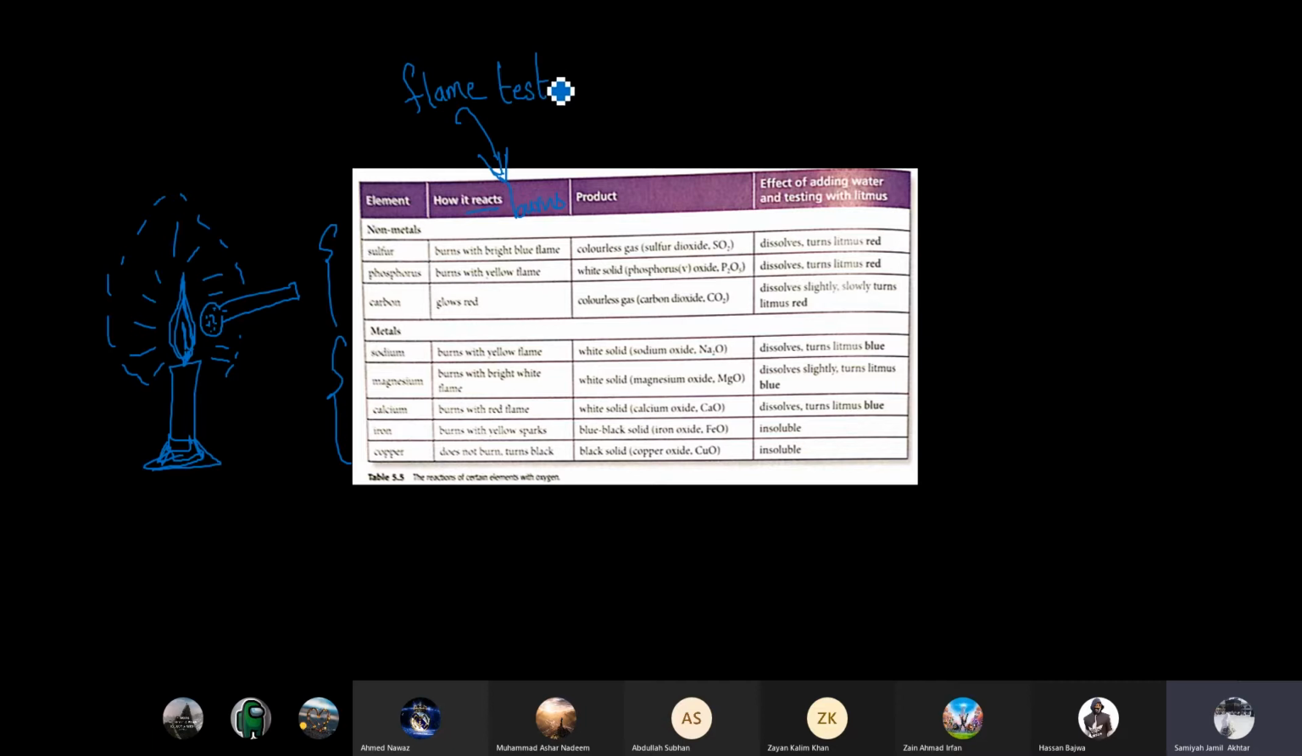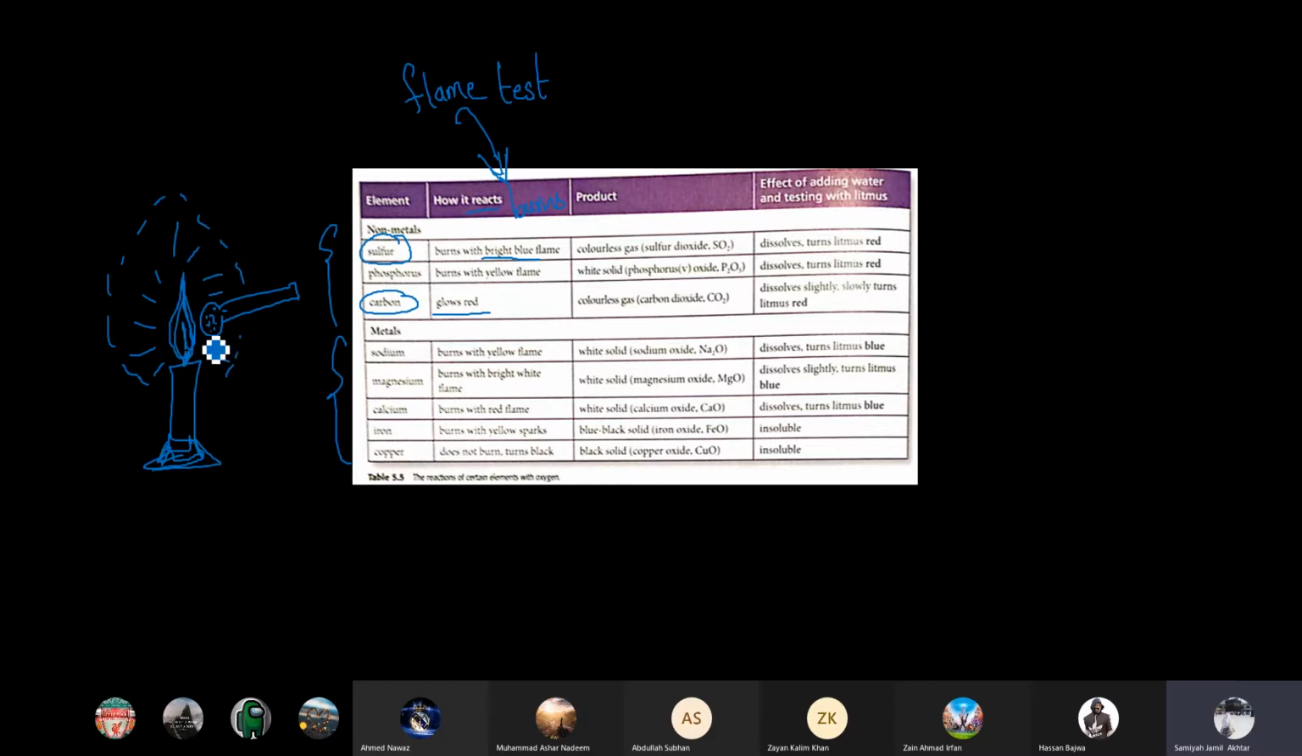In the next grade, in grade 9 or grade 10, you have to learn the flame test, which colors they will produce. Right now at this stage, you don't have to learn all of them, what the color is. For example, sulfur burns with a bright blue flame. So you have to learn for the important ones. In the non-metals, learn for sulfur and carbon. Sulfur burns with a bright blue flame and carbon glows red. So the flame will glow red.